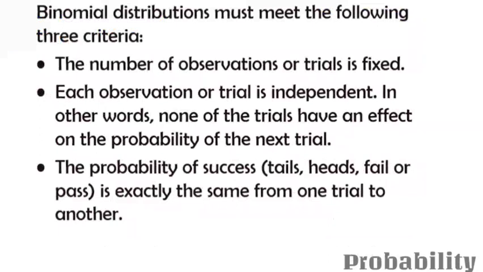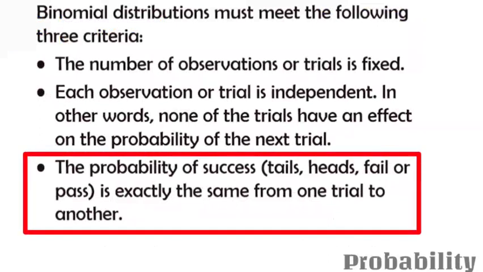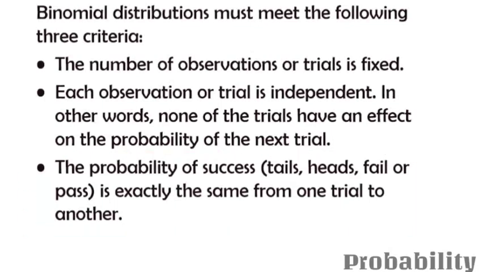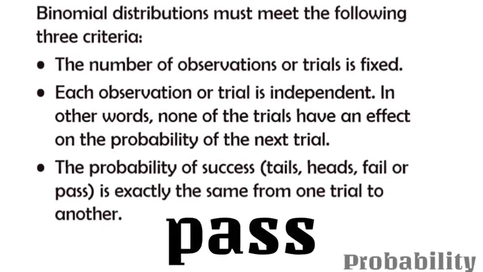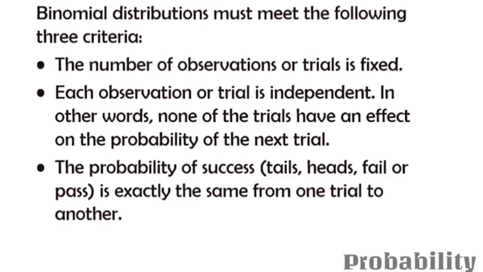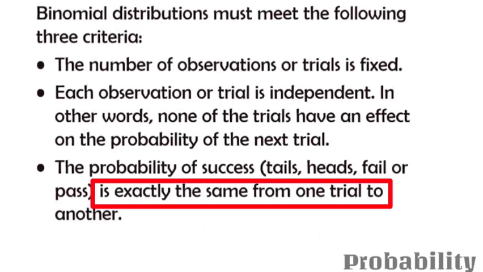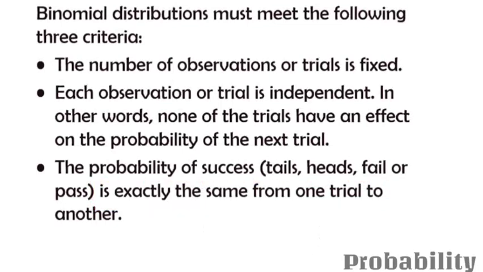The last criterion is the probability of success. Basically here it can be tails or heads, or fail or pass. If you are choosing heads, the probability of getting heads is your probability of success, and it is exactly the same from one trial to another. So the success rate should be the same for individual trials as well.